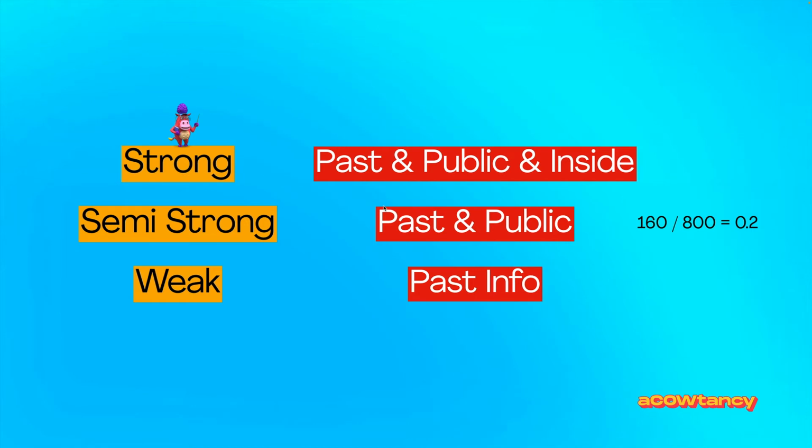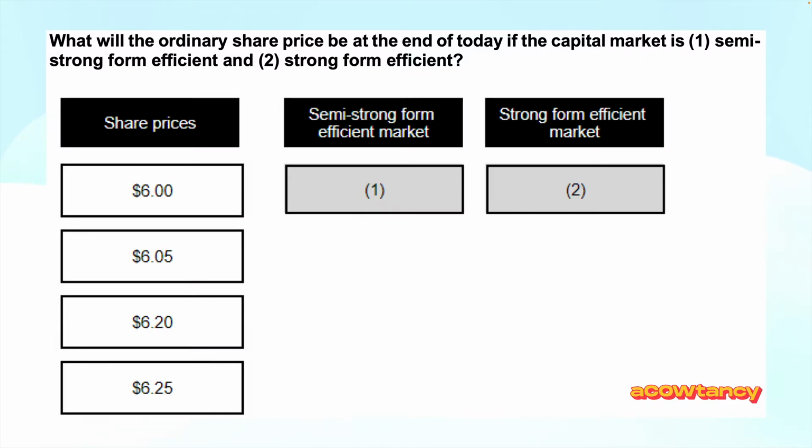So in the semi-strong market, NPV was 160. You had 800 shares. And so therefore the share price would increase by 0.2. Positive NPV 160, 800 shares, everybody's share would increase by 0.2 because that's now been made public. The share price at the start of the day was 6, and so by the end of the day would be 6.2. Okay, so 6.2 in a semi-strong market.